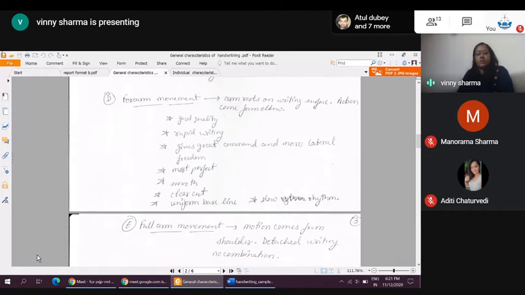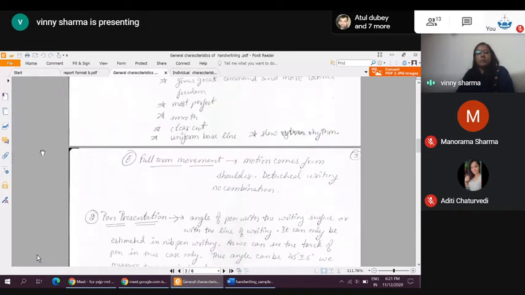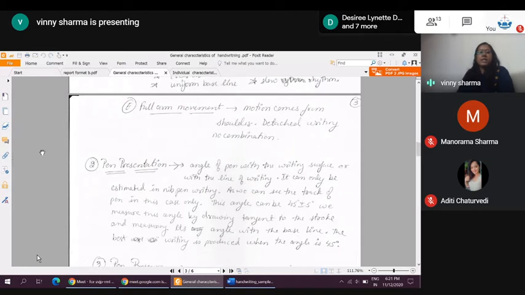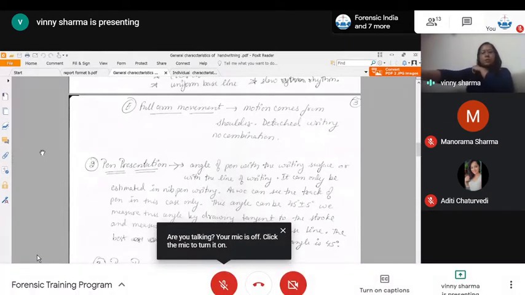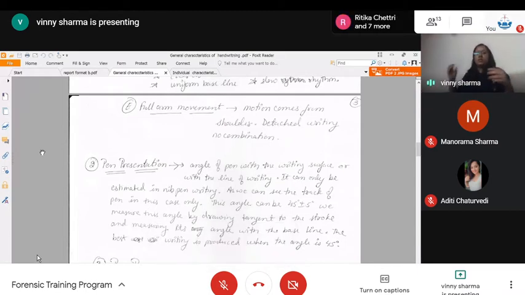Then comes your full arm movement. Okay, the full arm movement is basically the writing which will be coming from your shoulder. This is your full arm. So the handwriting will come from your shoulder. When you are writing on big canvases, on whiteboards, on walls, you don't write like this. Okay, you use your shoulder. Your motions come from your shoulder. So when you move your shoulder, you are able to cover more distance.